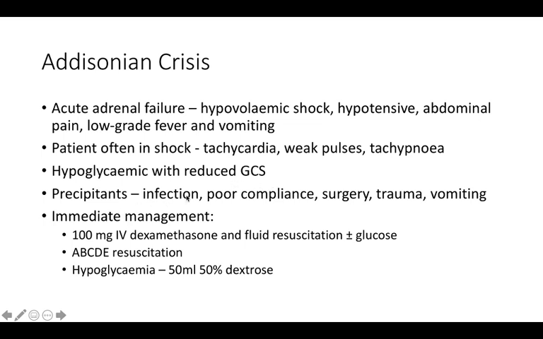So precipitants of this include infection, poor compliance with medication, surgery, trauma, and vomiting. Just to highlight with vomiting, that's why it's very important for us to give appropriate patient education and ensure that the patient knows that if they do vomit or have excessive vomiting, they need to take their hydrocortisone injection to avoid the precipitation of Addisonian crisis.